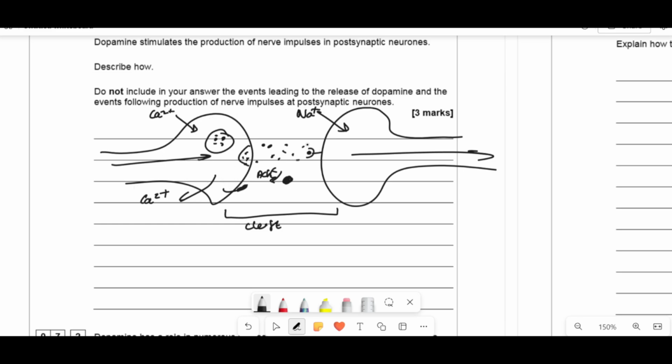The reason is because if it just kind of stayed here, it would keep stimulating this, and you'd keep getting action potentials here, and that can cause problems. This is called an excitatory neurotransmitter because it's causing a depolarization here.